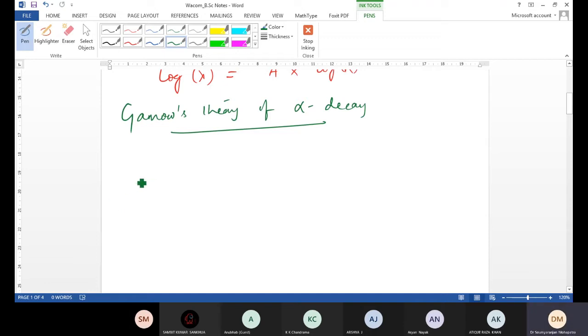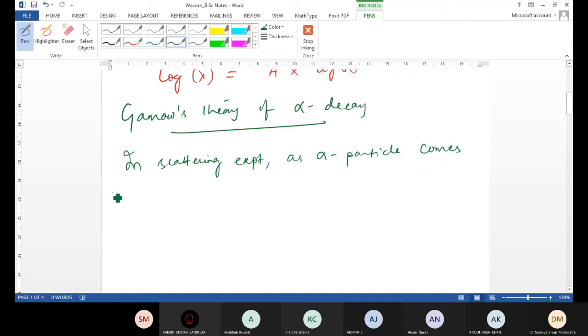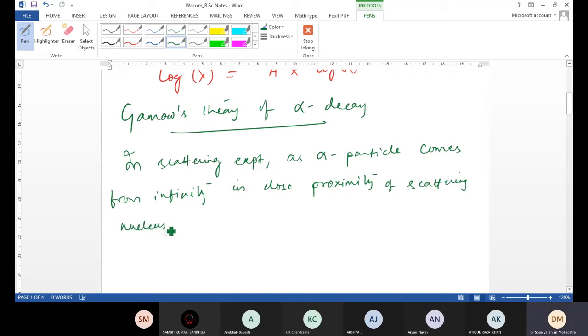So you can write the statement that in a scattering experiment, as the alpha particle comes from infinity in close proximity of the scattering nucleus, the Coulombic repulsion between the two increases.